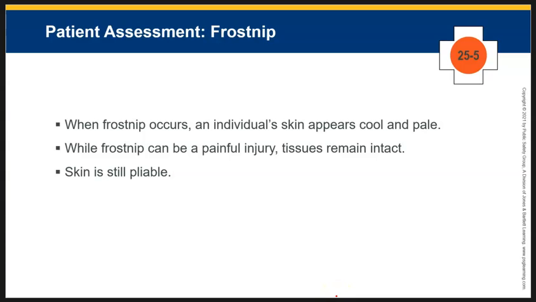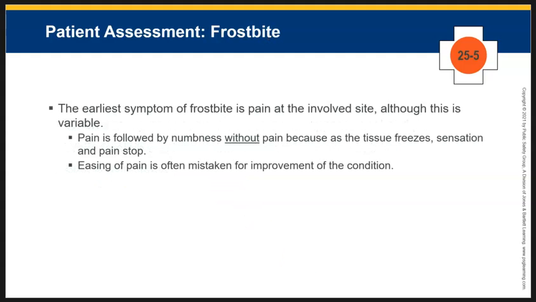So more specifically, when you see frost nip, that individual's skin is going to be cool, it's going to be pale, it's going to be whitish. This is that superficial form of frostbite. It can be painful, but the skin will still be pliable and the tissues remain intact. As it progresses a little bit deeper in terms of frostbite, we're going to get some pain, but then that's followed by numbness without pain because we get freezing of the tissue and the sensation stops. Easing of pain can be mistaken for the condition improving. That's not true. It's getting worse.